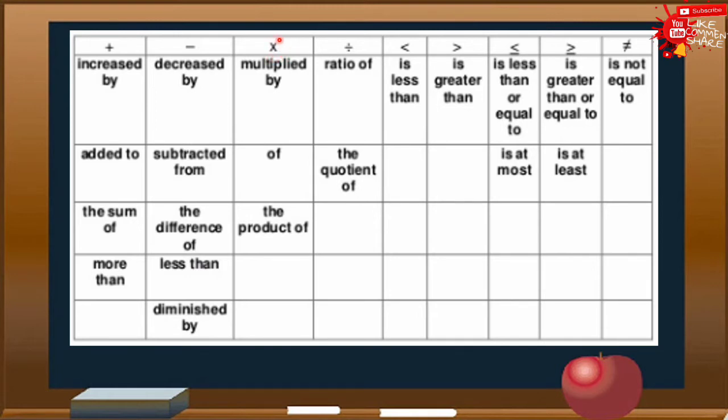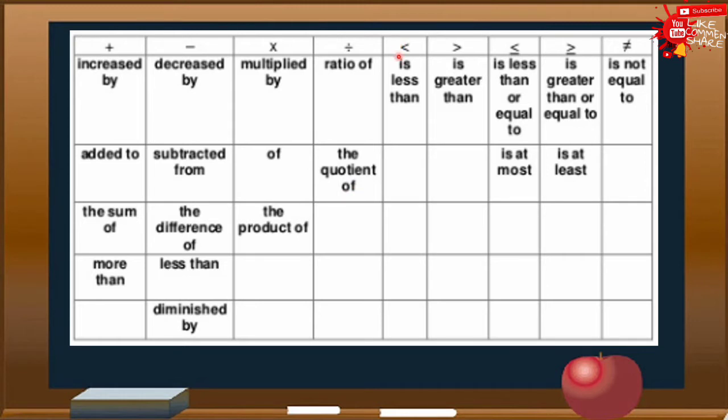Then we have the multiplication sign. We will not use the cross sign here. Instead, we will use a dot or parentheses so that it will not be mistaken for a variable. The phrases related to multiplication are the following: multiplied by, of, the product of. Then we have the division symbol. It can be a bar or a fraction. These are the phrases related to this sign: the ratio of, the quotient of.